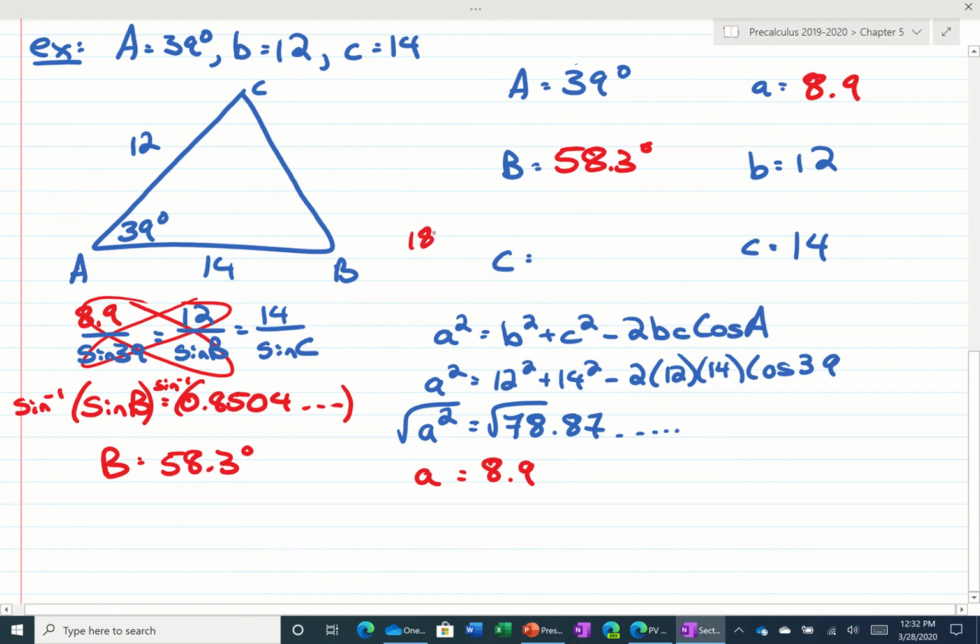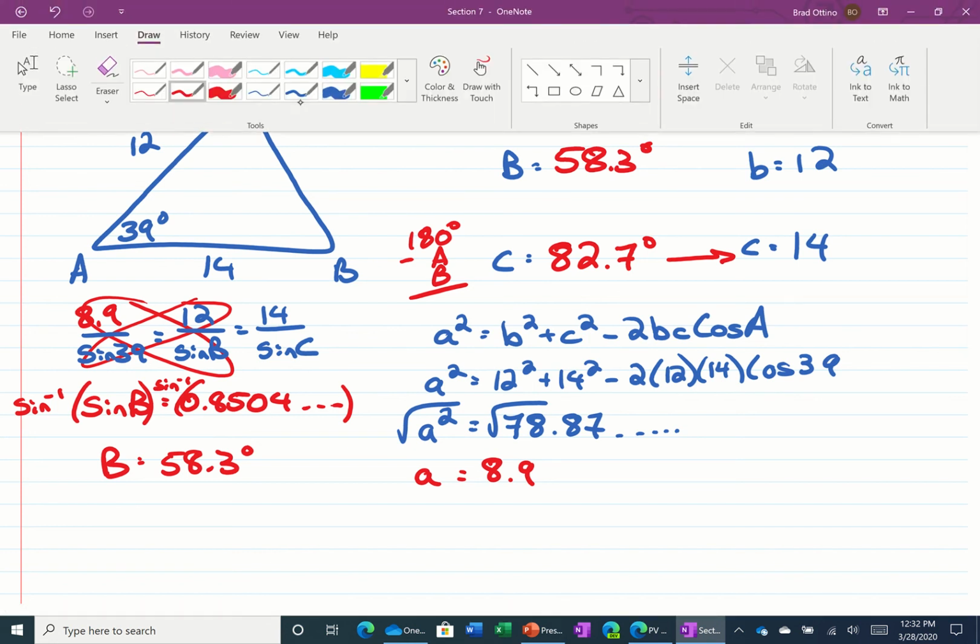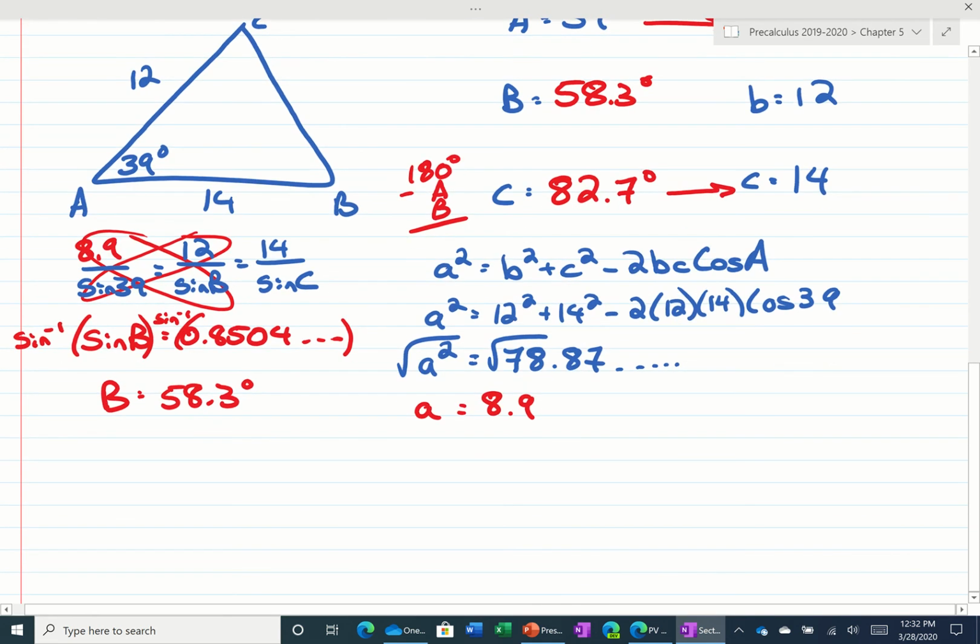To get angle C, we just do 180 degrees minus angle A and B. So 180 minus 39 minus 58.3 comes out to 82.7 degrees. You always want to make sure all of your angles add up to 180. And just to double check here, we have the smallest angle, smallest side, largest angle, largest side. So everything's good. All right, we had to use law of cosines because law of sines, we just didn't have a full ratio. So let's take a look at one more example today, and then I'll give you some homework.